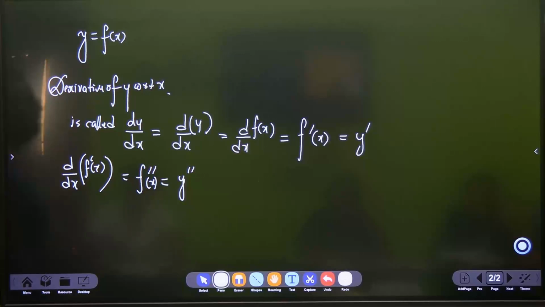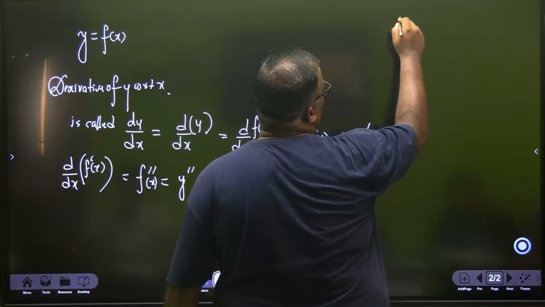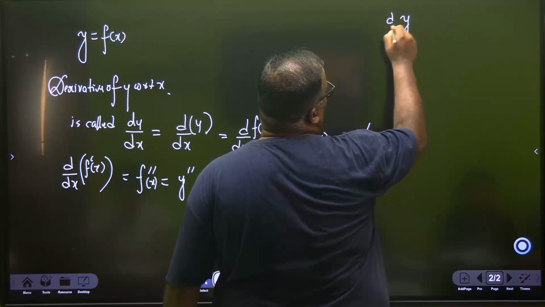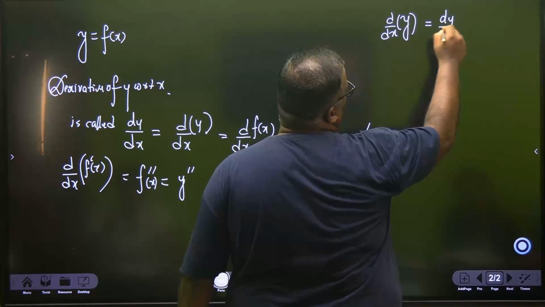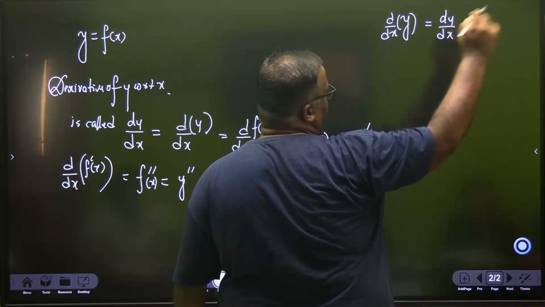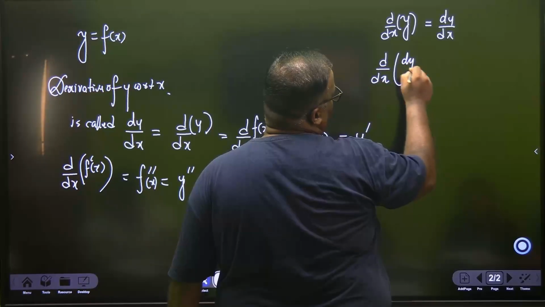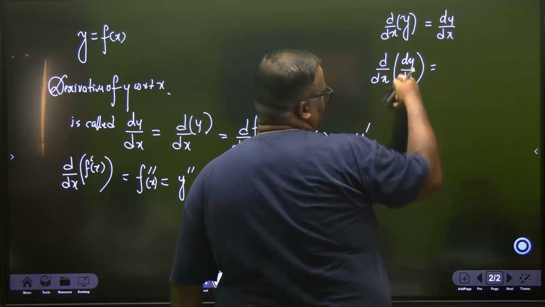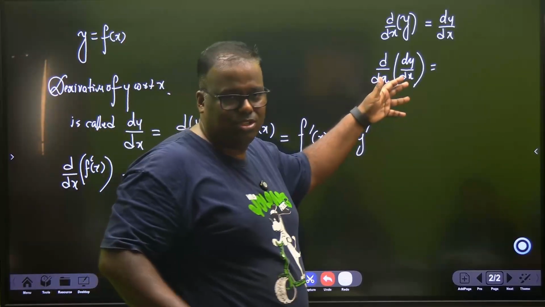Another way to understand this is, my function was y. I tried to differentiate y. What did I get, children? I got dy by dx. Agreed? Now I am trying to differentiate dy by dx. It is the same thing. dy by dx is f dash x. There are different names.